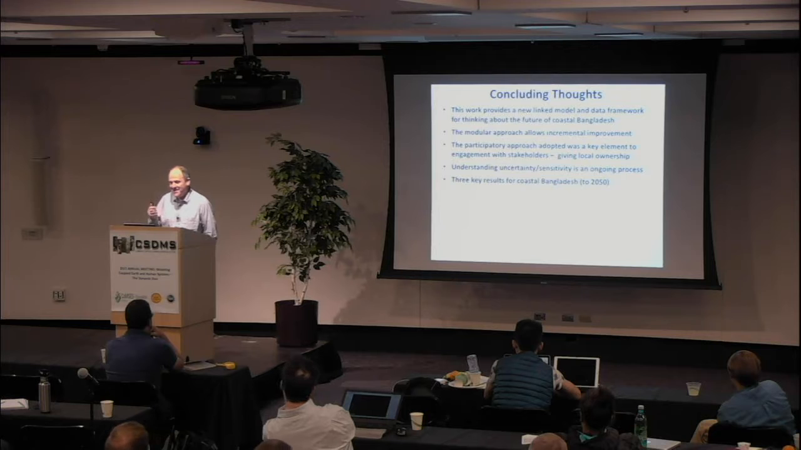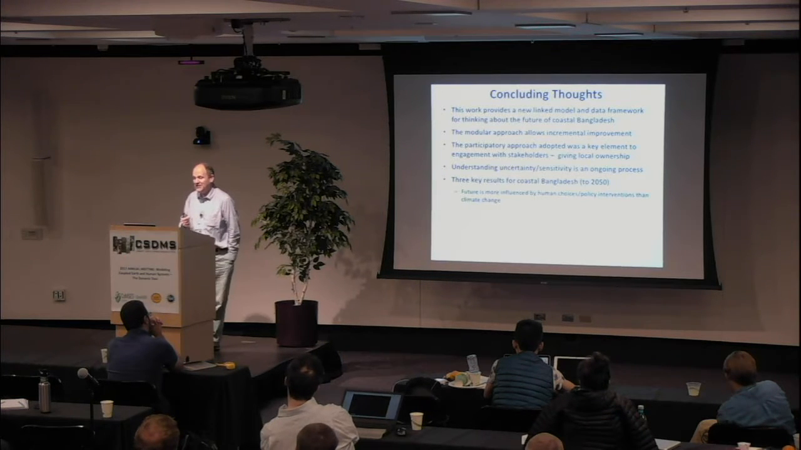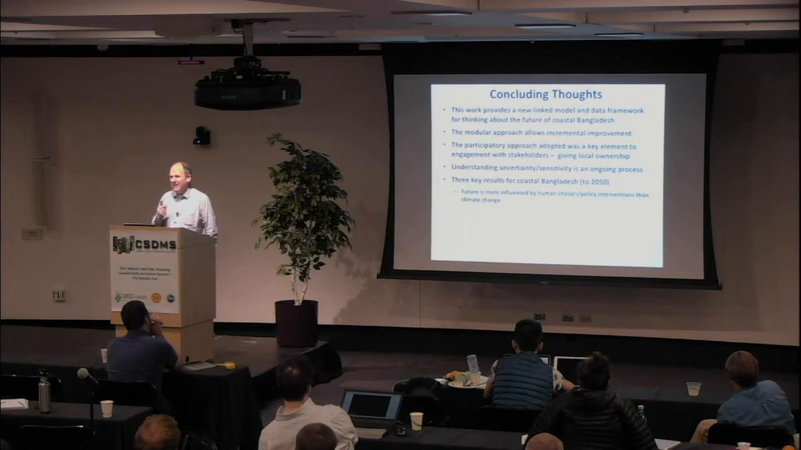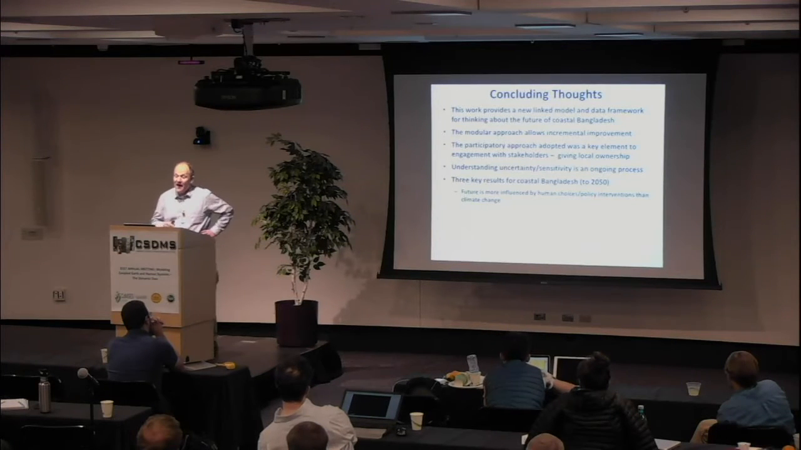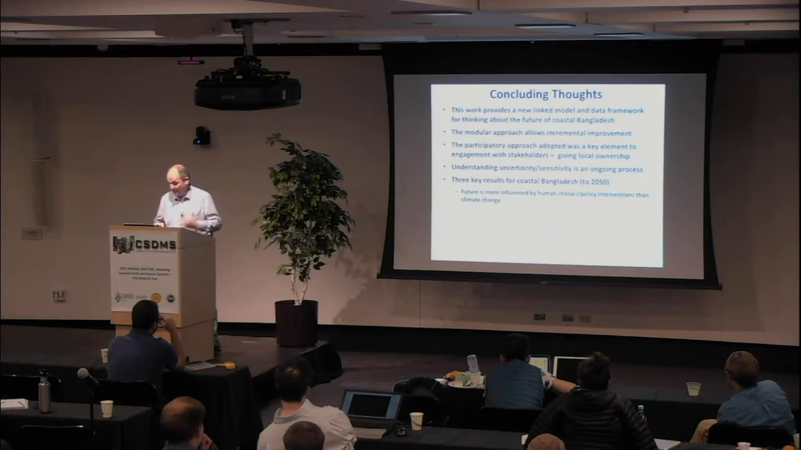Three key take-home messages. What have we learned from all this huge effort? Well, the future up to 2050 is more influenced by human choice, policy interventions, and climate change. Bangladesh tends to get written off, and people say, why should we even invest there? It's going to be gone. Let's not bother. There's a lot you can do in the next 30 years. You can build a very different and wealthier Bangladesh, which could be much less vulnerable to climate change.